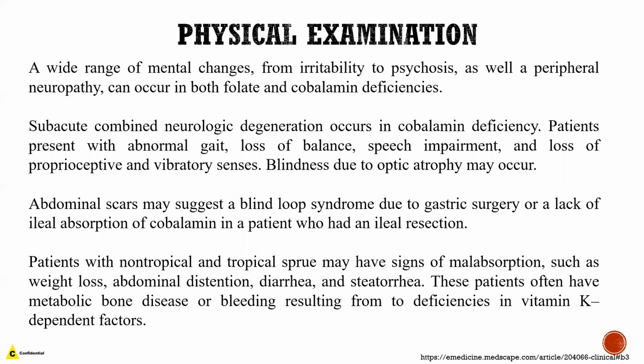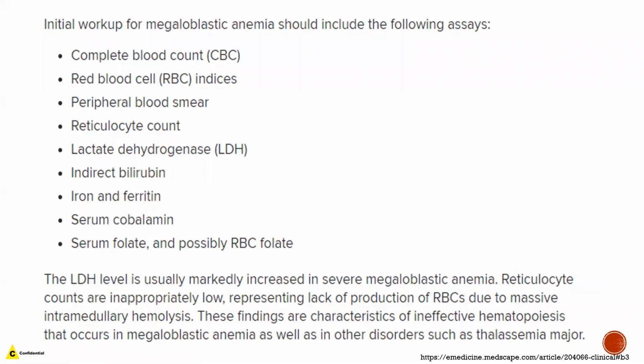Patients present with ataxic gait, loss of balance, speech impairment, and loss of proprioceptive and vibratory senses. Blindness due to optic atrophy may occur. Abdominal scars may suggest a blind loop syndrome due to gastric surgery or lack of ileal absorption of cobalamin in a patient who had an ileal resection. Patients with non-tropical and tropical sprue may have signs of malabsorption, such as weight loss, abdominal distension, diarrhea, and steatorrhea. These patients often have metabolic bone disease and bleeding resulting from deficiency in vitamin K dependent factors.